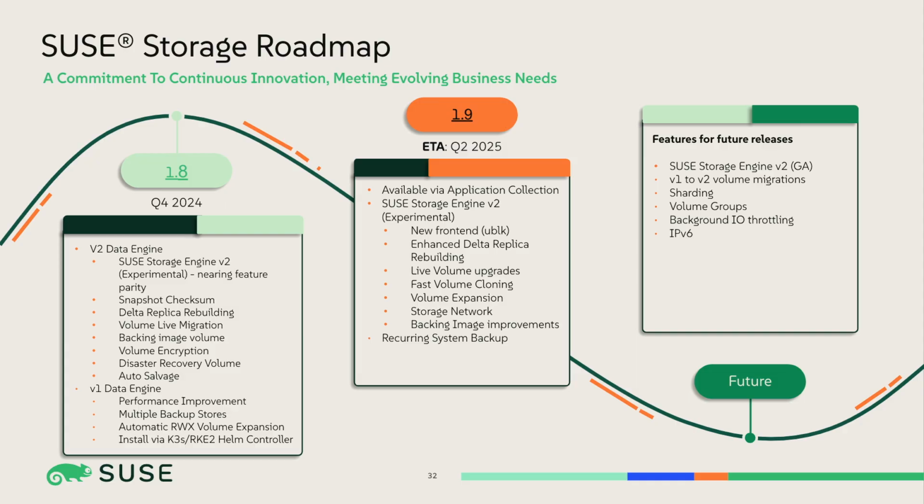There's a couple of things we haven't completely ignored: the V1 and our current customers, as it were. We're trying to make small performance improvements. Multiple backup stores, for example. We used to only support one backup target. You can now actually go in and point at multiple different backup targets, if you like.